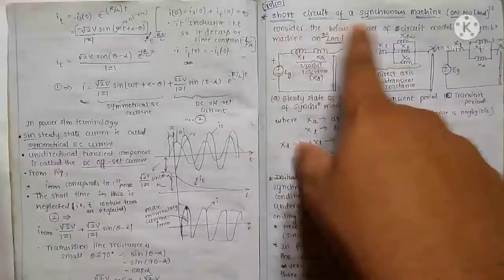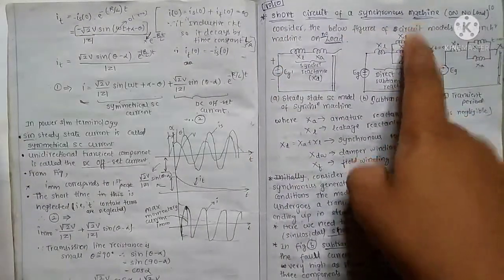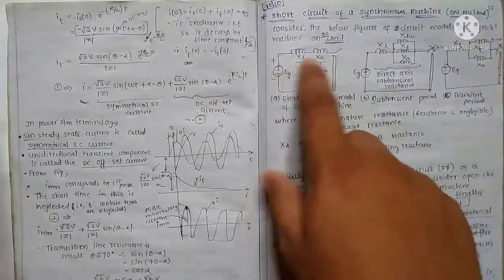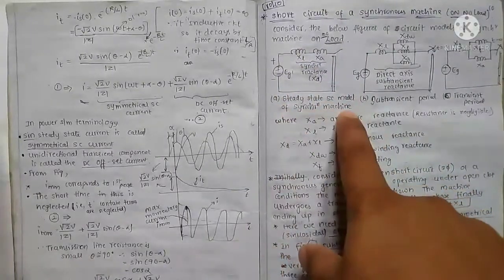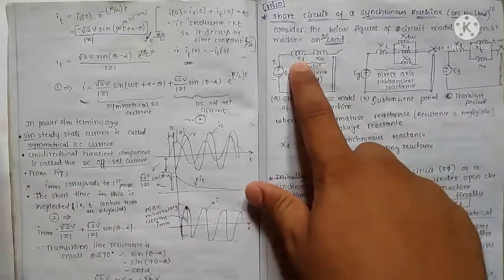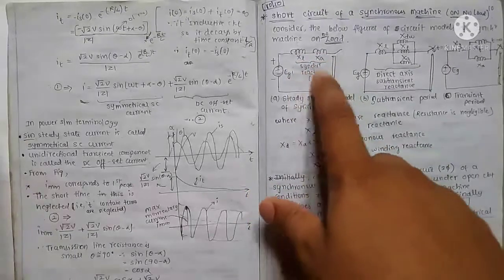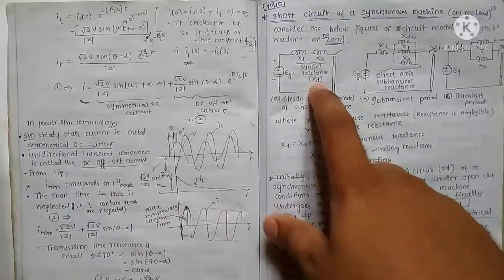Now, short circuit of a synchronous machine happens when on no load, that is, no load is connected to the synchronous machine. Assuming this is the steady state circuit model of a synchronous machine, XL is the leakage reactance and XA is the armature reactance. Both constitute Xd, that is the direct axis reactance in a synchronous machine.